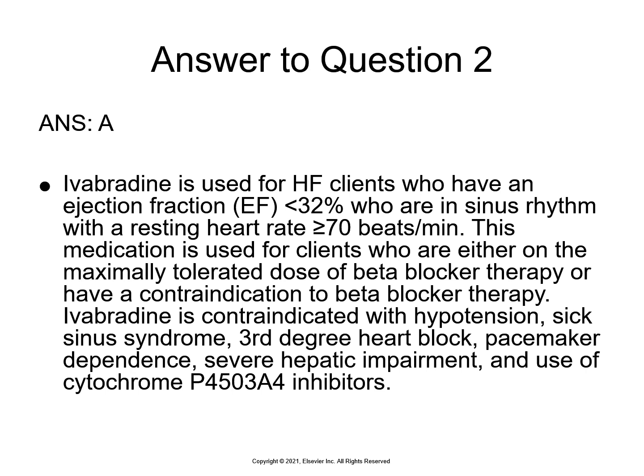So to give you a little bit more background on ivabradine, it's used for heart failure clients who have an ejection fraction of less than 32%, who are in sinus rhythm with a resting heart rate over 70. This is used for clients who are either on the maximally tolerated dose of their beta blocker therapy or have a contraindication to beta blocker therapy. Ivabradine is contraindicated with hypotension, sick sinus syndrome, third degree heart block, pacemaker dependence, severe hepatic impairment, and the use of cytochrome inhibitors, and that means they cannot take this with any grapefruit juice or pills that contain grapefruit juice. Okay?